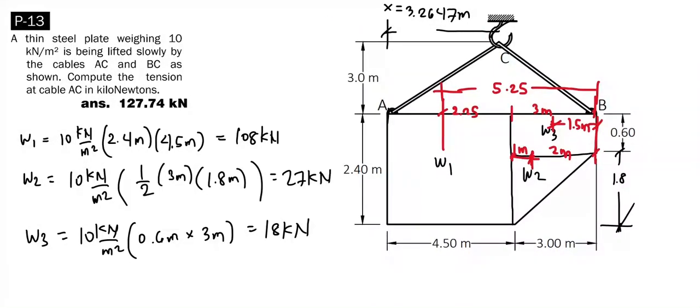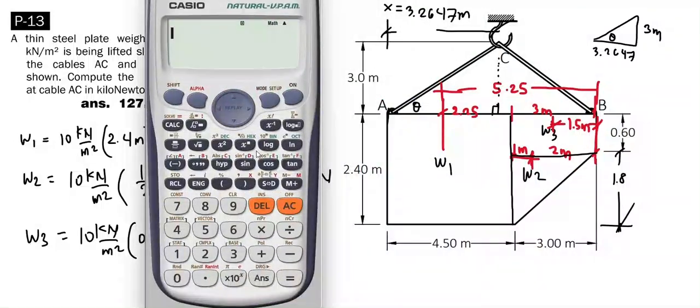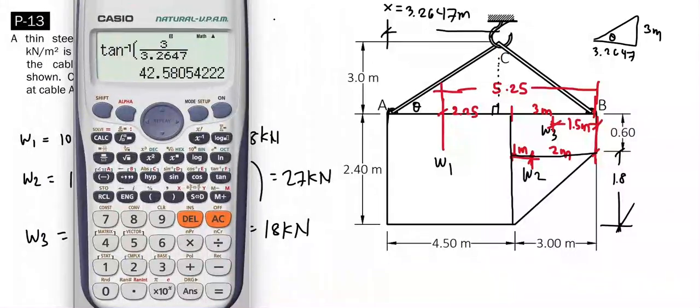Now, what we need here is the angle theta. Since we are given the height of this rectangle of 3 meters and a horizontal distance of 3.2647, we can calculate theta using the arctangent function. So tangent theta is equal to 3 over 3.2647. To get theta, we take the arctangent of 3 over 3.2647, which is equal to 42.58 degrees.